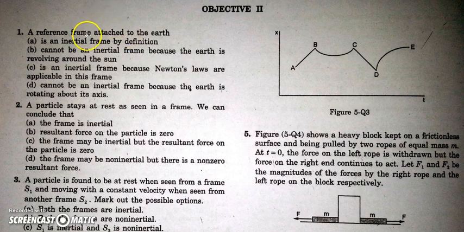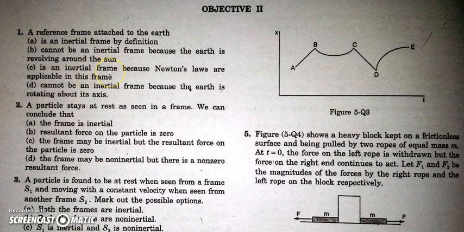A reference frame attached to the earth is an inertial frame? No, because the earth is rotating as well as moving around the sun in an elliptical path. So the acceleration of earth is not zero, so it is not an inertial frame. So obviously option B is correct.